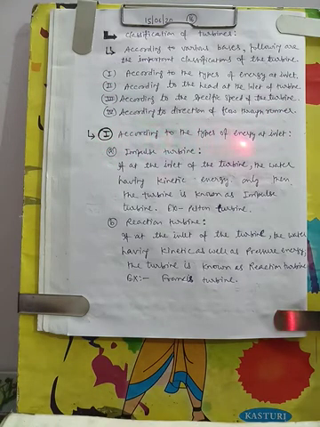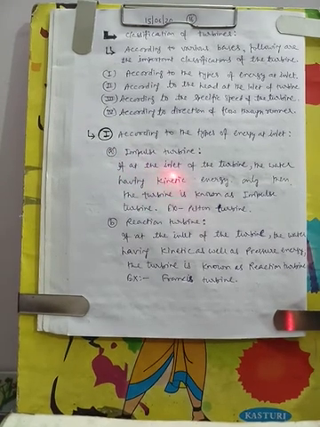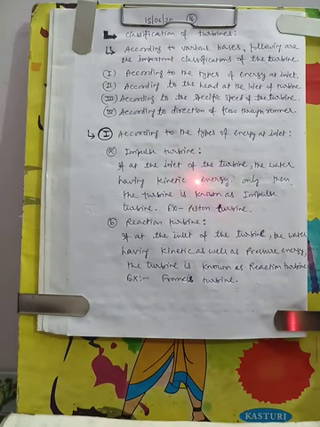First, according to types of energy at inlet. The turbines are classified in two types according to types of energy at inlet. Number 1, impulse turbine. If the energy at inlet of the turbine, means where the jet impacts on the turbine, is only kinetic energy, means only energy of jet which will be supplied to runner or vanes, then that type of turbine is called impulse turbine.